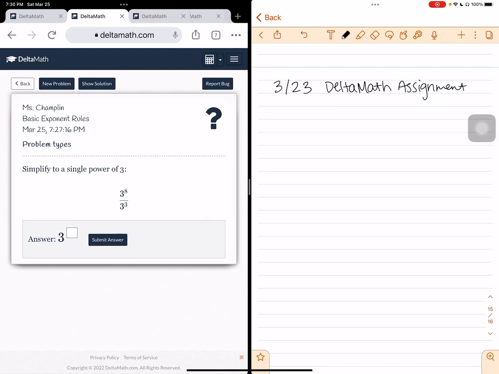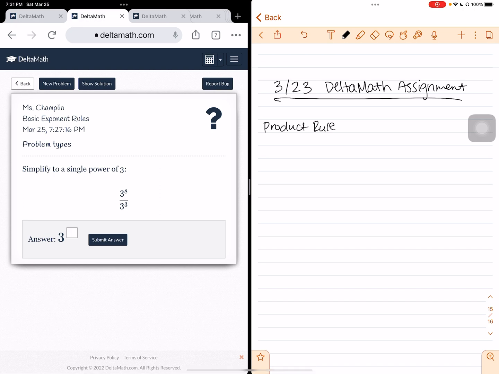Alrighty, so this one will be on the 3-23 DeltaMath assignment with some basic exponent rules. First, I'm going to review some of the exponent rules with you. You don't really have to remember their exact names, but these are just some of the shortcuts used to help you simplify exponents. First of all, we have the product rule.